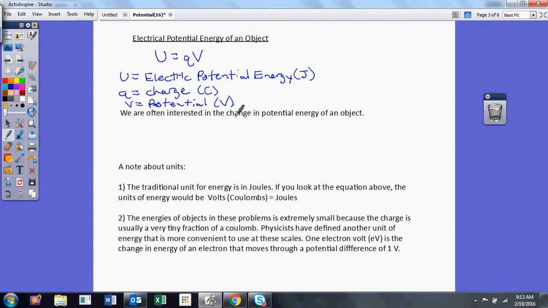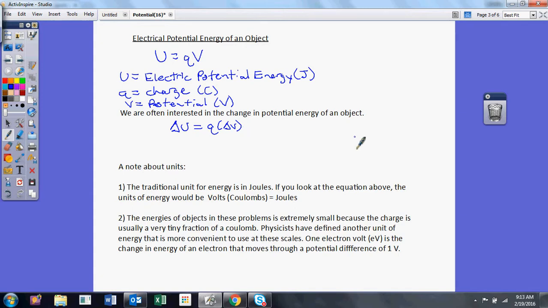Knowing the potential energy of an object at one point is sort of useful, but what we are really concerned with is changes in energy. So again, we can do the same thing. We can think of the change in potential energy, using delta for change in, is equal to Q times the change in potential. So let me give you an example here.